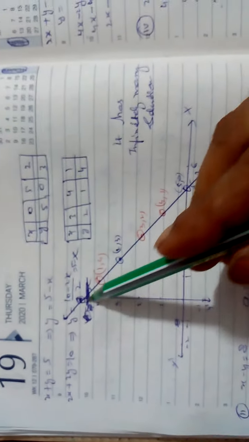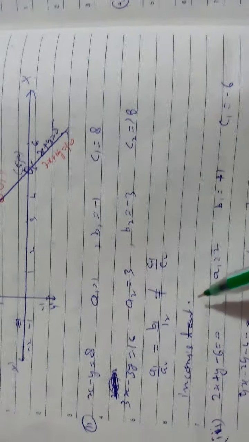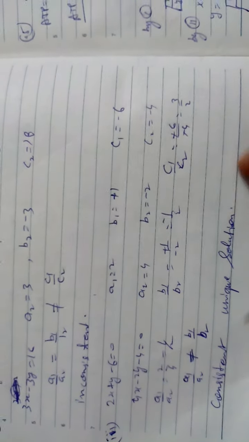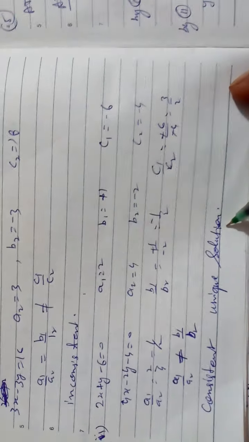Writing y in terms of x, so it has infinitely many solutions. Second part, it is inconsistent, no need to draw. Third part of the fourth question, consistent, unique solution.